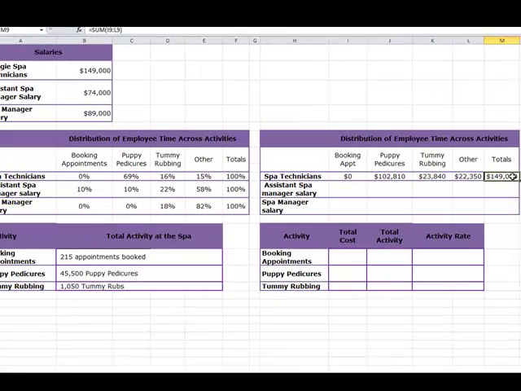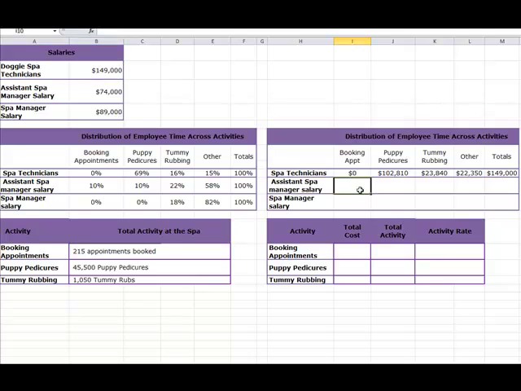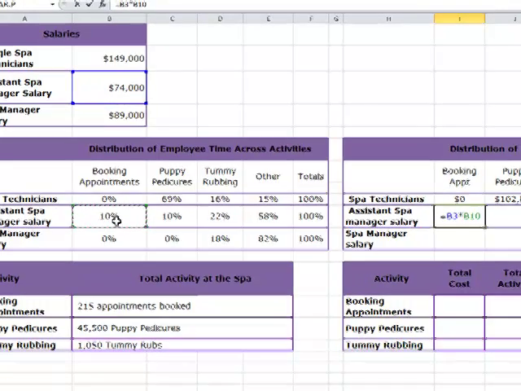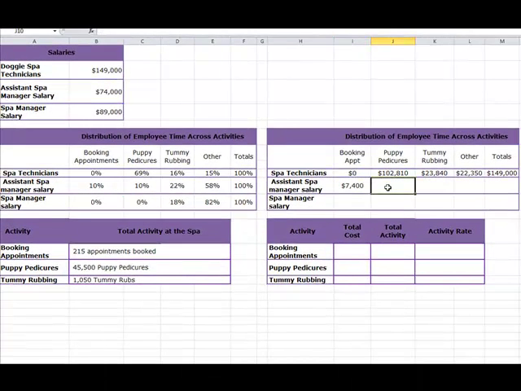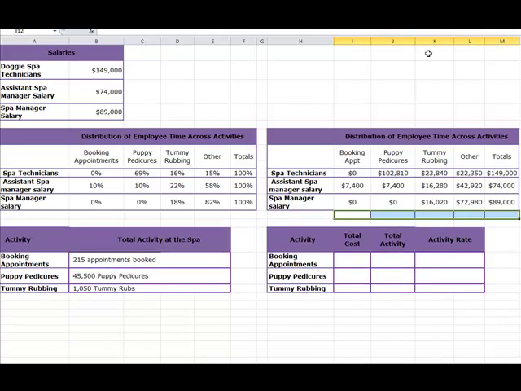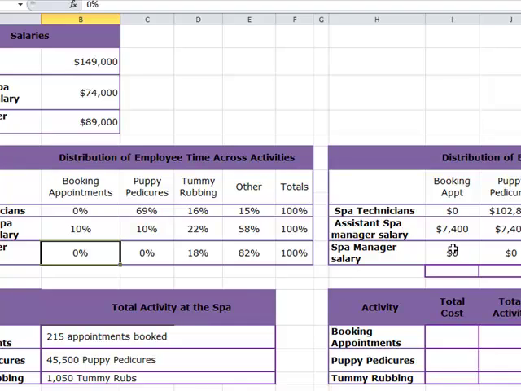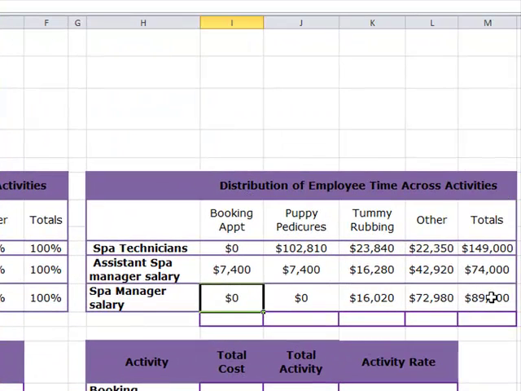100% there, 149. So now what I'm going to end up doing is simply doing it with the assistant manager's salary and the spa manager, by simply taking the salary times the percentage of time they spend in the activity all the way through the chart. All right, so while I was away, what I did was finish up taking the salary here times the percentage of time that was spent on the activity to distribute the employee time across activities.